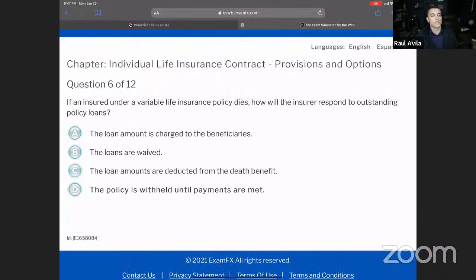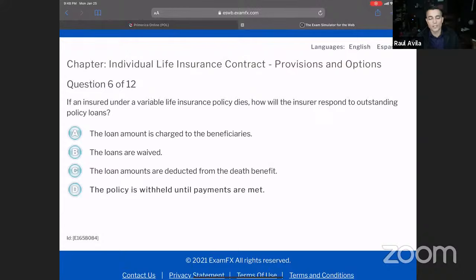Number 6, if an insured under a variable life policy dies, how will the insured respond to the outstanding policy loans? Well, if the person dies, the policy loan amount is charged to the beneficiaries. The loan is waived. The loan amount are deducted from the death benefits, or the policy is withheld until the payments are met.